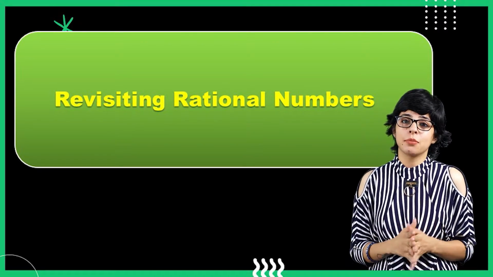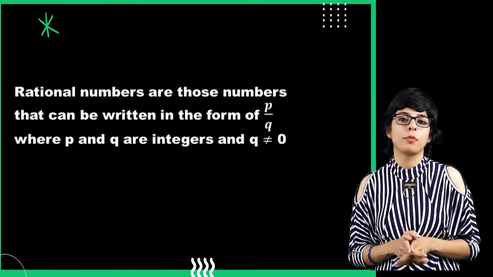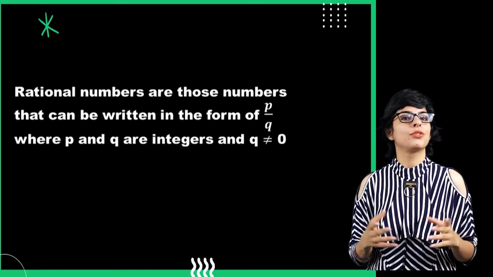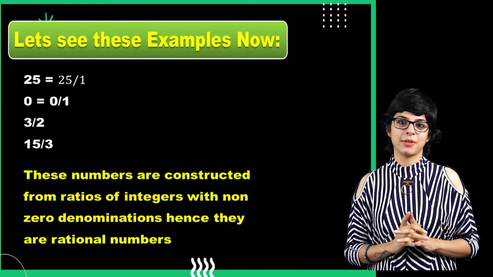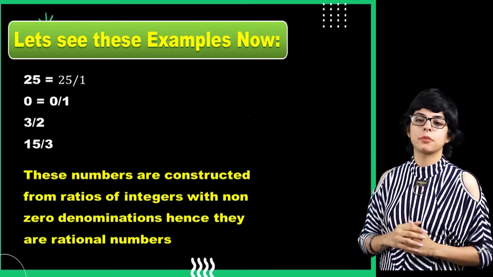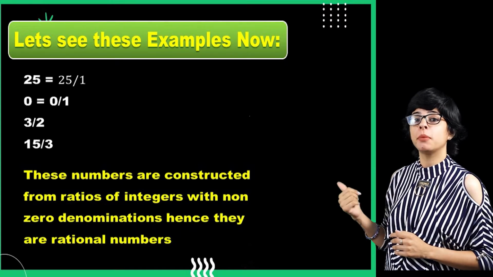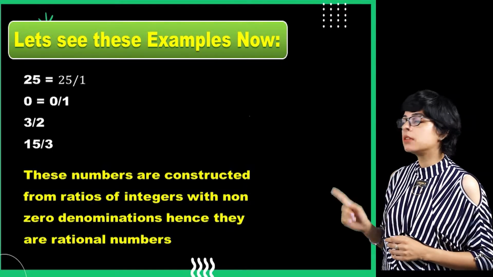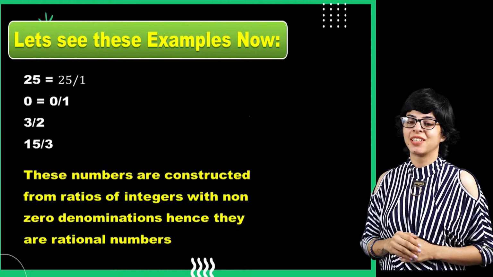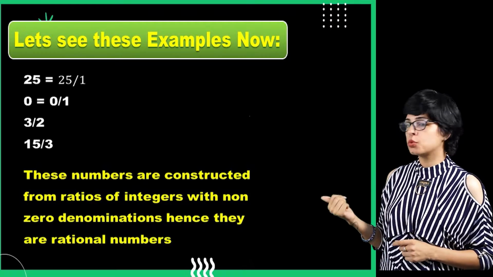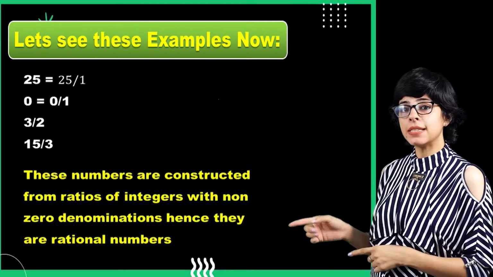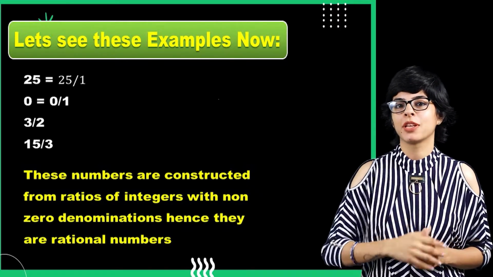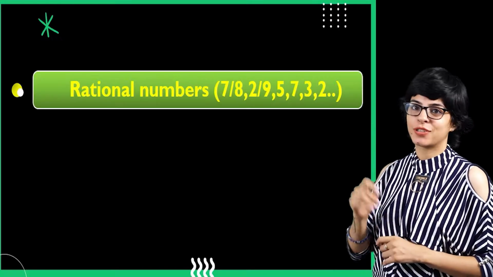Now let's have a look at revisiting rational numbers. We all know that rational numbers are the numbers which can be written in the form of p upon q, wherein p and q are integers and q is not equal to 0. Let us see the examples now. The number 25 can be written as 25 with the denominator 1 but not 0. Next example, 0 upon 1. Here the numerator is 0, not the denominator. The third example says 3 upon 2 and next is 15 upon 3. These numbers are constructed with ratios of integers with non-zero denominators and hence they are called rational numbers.